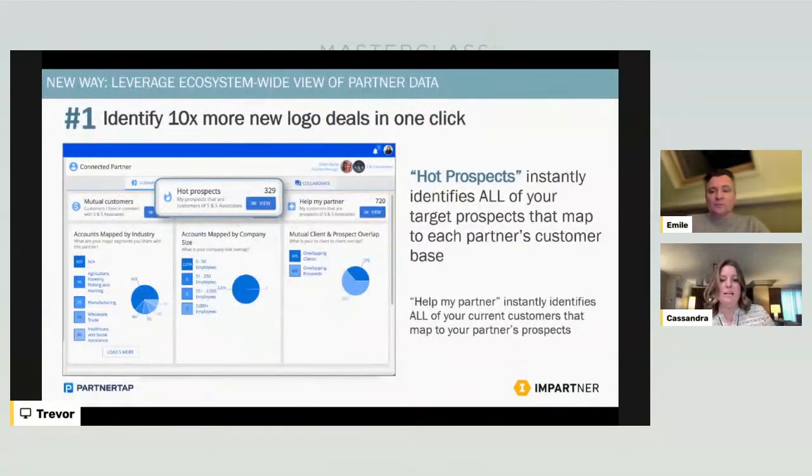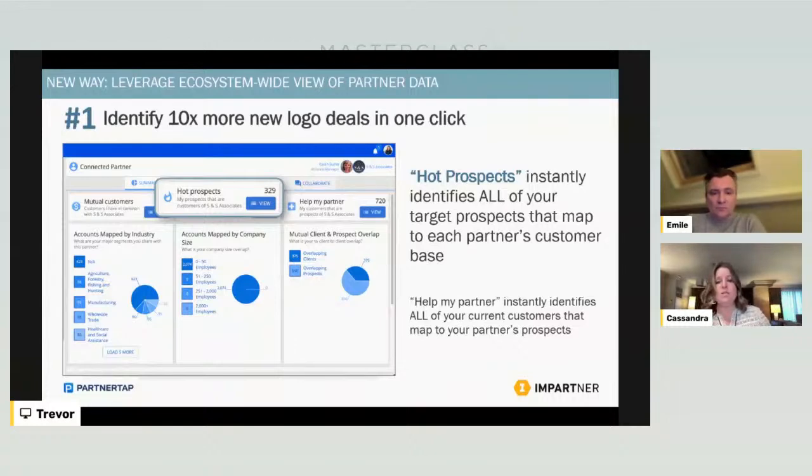So here we're looking at the hot prospects, and these are really your net new logo opportunities for your business. These are your configured target prospects that are overlapping your existing customers of your partners. And then right next to the hot prospects is Help My Partner. And this tile really shows you where your current customers are that overlap your prospects of your partner.